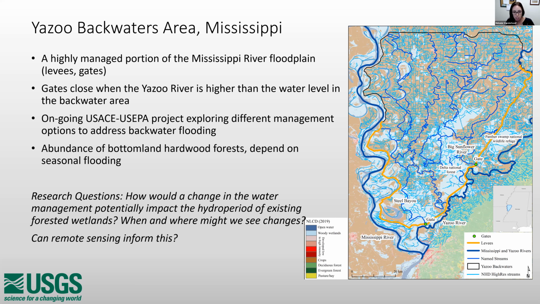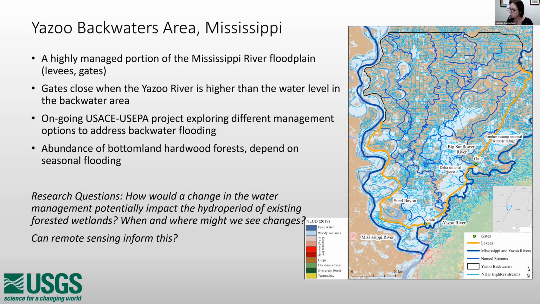And so here you've got the Mississippi River flowing down. The Yazoo River on the right here flows into the Mississippi River. And in orange, this line all around it is levees. So the area is highly managed, and the levees prevent the floodwaters from directly entering into the backwaters.